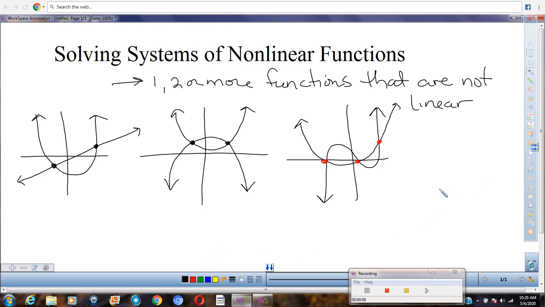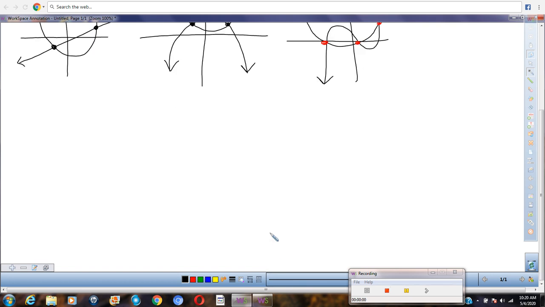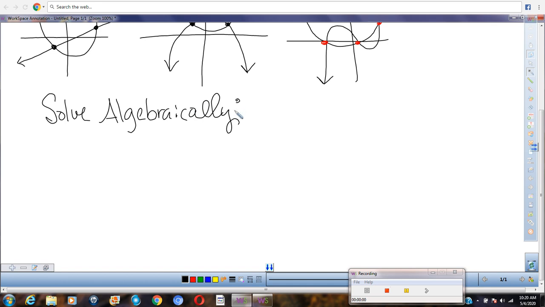The only way to solve nonlinear functions is algebraically. So we're going to talk about solving these using our algebra skills. And in all of these, we're going to do it by substitution.